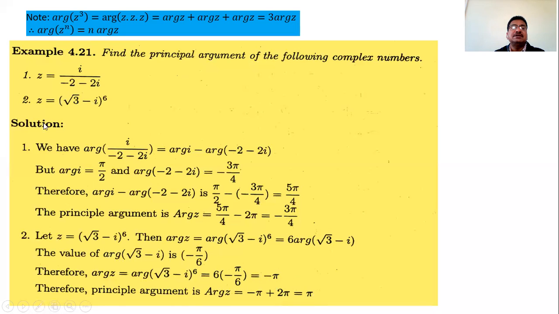But don't use these methods to find principal argument and argument. Solve these problems by the previous methods. That is, convert these numbers in the form of what? X plus yi. Find the 6th power, and then solve this example. Don't use this method. It is just for application of the theorem.